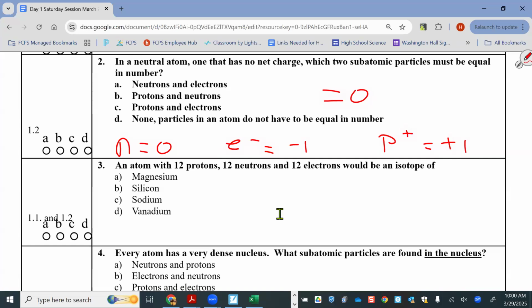Atom with 12 protons, 12 neutrons, 12 electrons. Who am I and why? Magnesium. Why? Because the number of protons equals the atomic number, so it should be magnesium. Good, 100%. So all we need to identify the element is the protons. If we're only given electrons, we need more information. We need to know if it's neutral or we need to know its charge to figure that out.